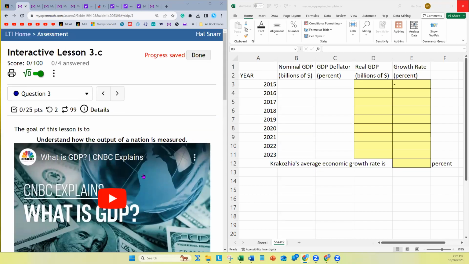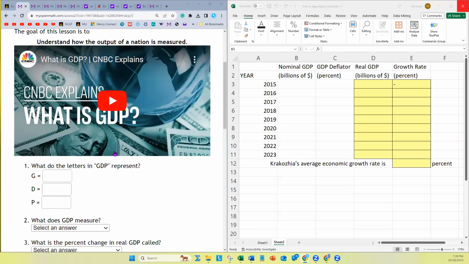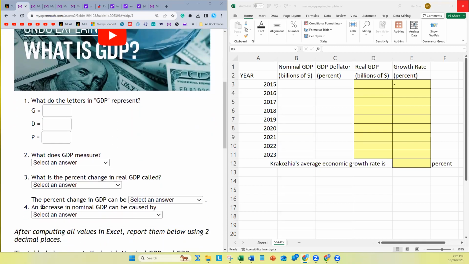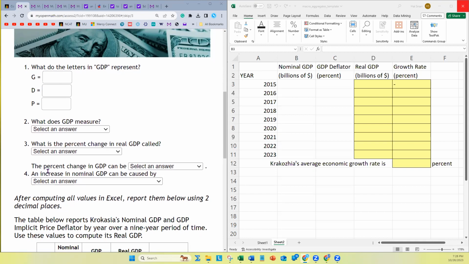Okay, so now we're doing question 3 of interactive lesson 3C. The goal of this lesson is to understand how the output of a nation is measured. You can watch this video to get a feel for what it is. You can also read the chapter on GDP. Questions 1 through 4, I want you to try those on your own, right? They're pretty basic questions. Some of them are kind of challenging.